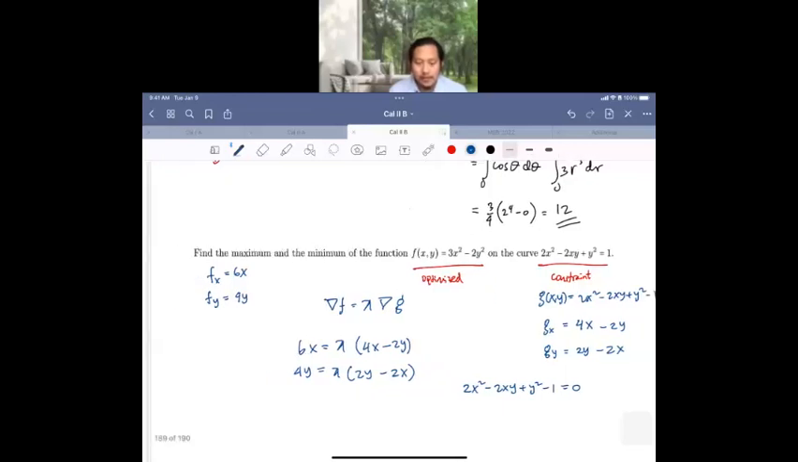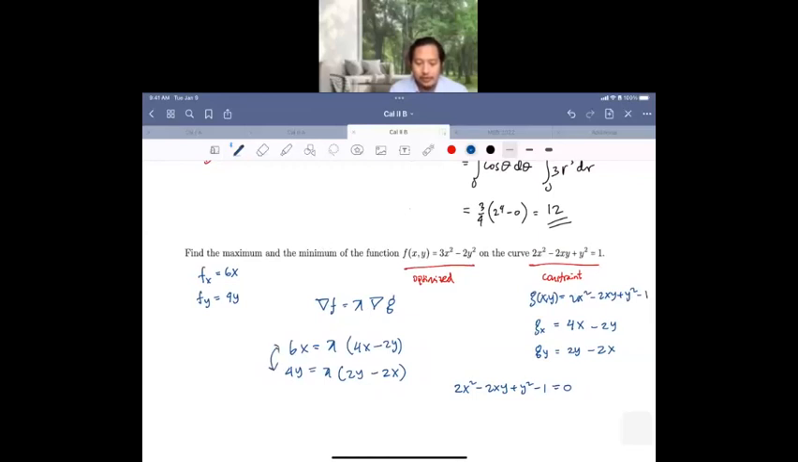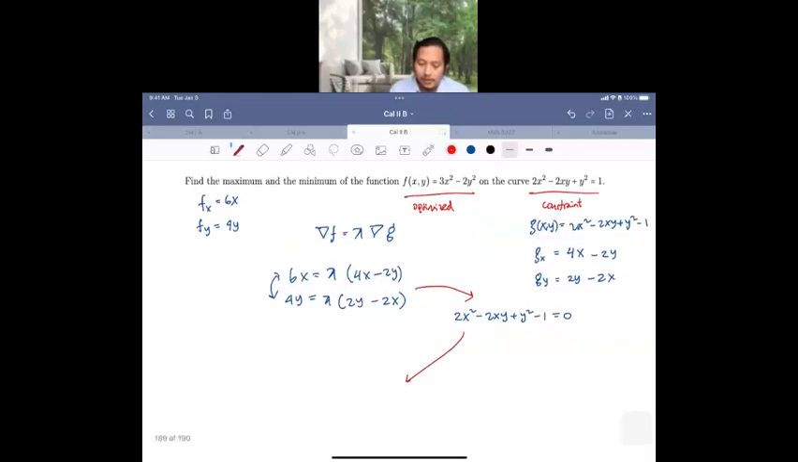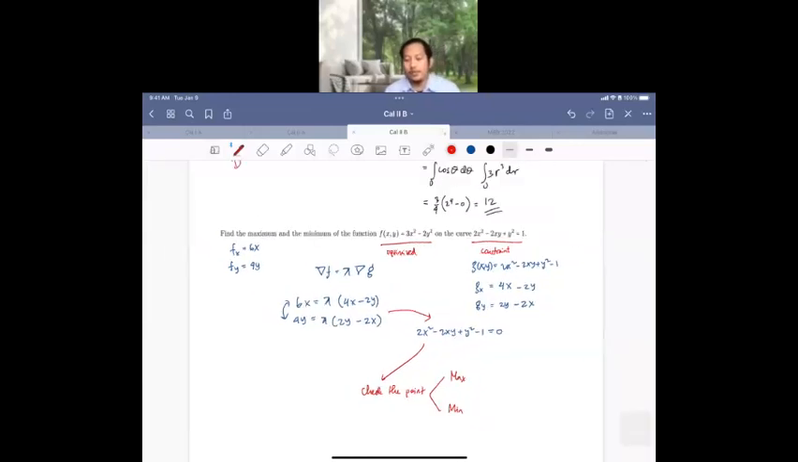First, maybe we could try to solve through these two first. We can divide these two, and later we can plug this system into the constraint, check the possibilities of x or y, and then check the points. After this we need to check the points and consider which one is maximum and minimum, and that's how we eventually will get the answer.